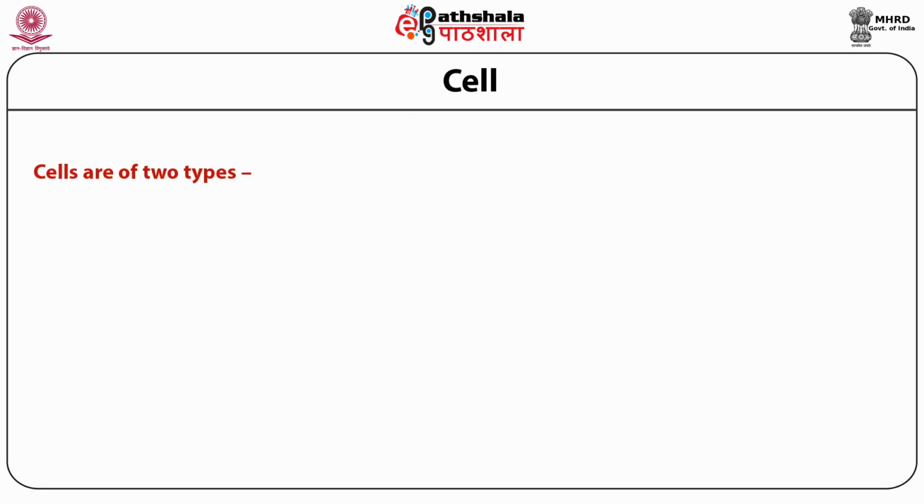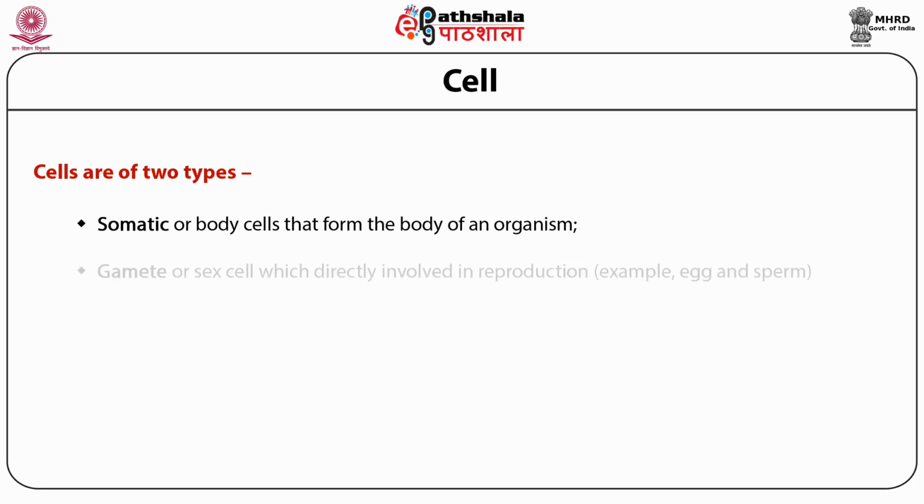However, cells in a complex multicellular organism can be divided into two types, that is somatic cell and a gametic cell. Somatic cells are body cells and do not directly involve in reproduction. Somatic cells again can be of different types based on different function, whereas gametes are the sex cells which directly involve in reproduction. In human there are two types of gametes, one is egg, another is sperm.